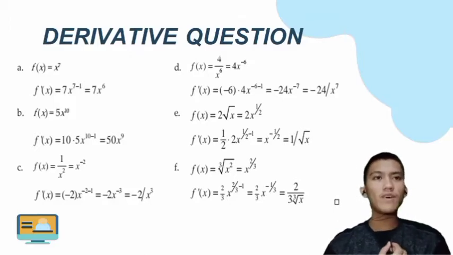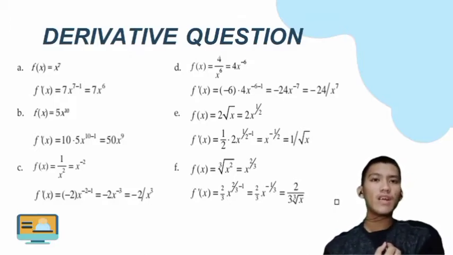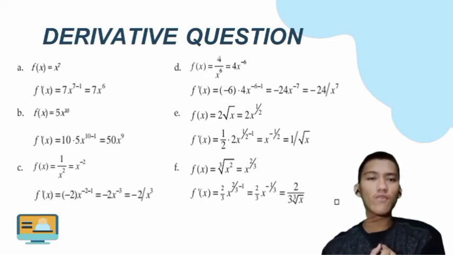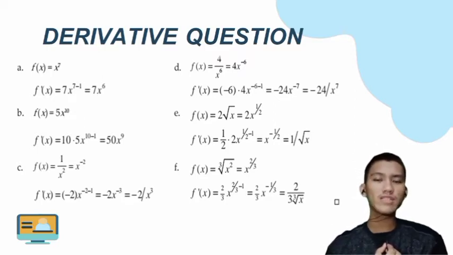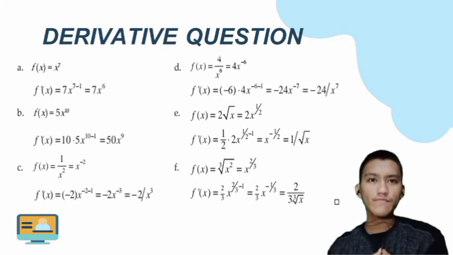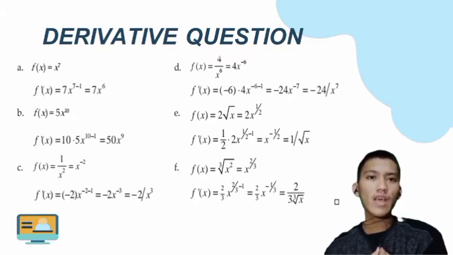And the last part, derivative equation. Equation A, f(x) = x to the power of 7, f'(x) = 7 times x to the power of 7 minus 1 equals 7 times x to the power of 6. Next, equation B, f(x) = 5 times x to the power 10, f'(x) = 10 times 5 times x to the power 10 minus 1 equals 50 times x to the power of 9.